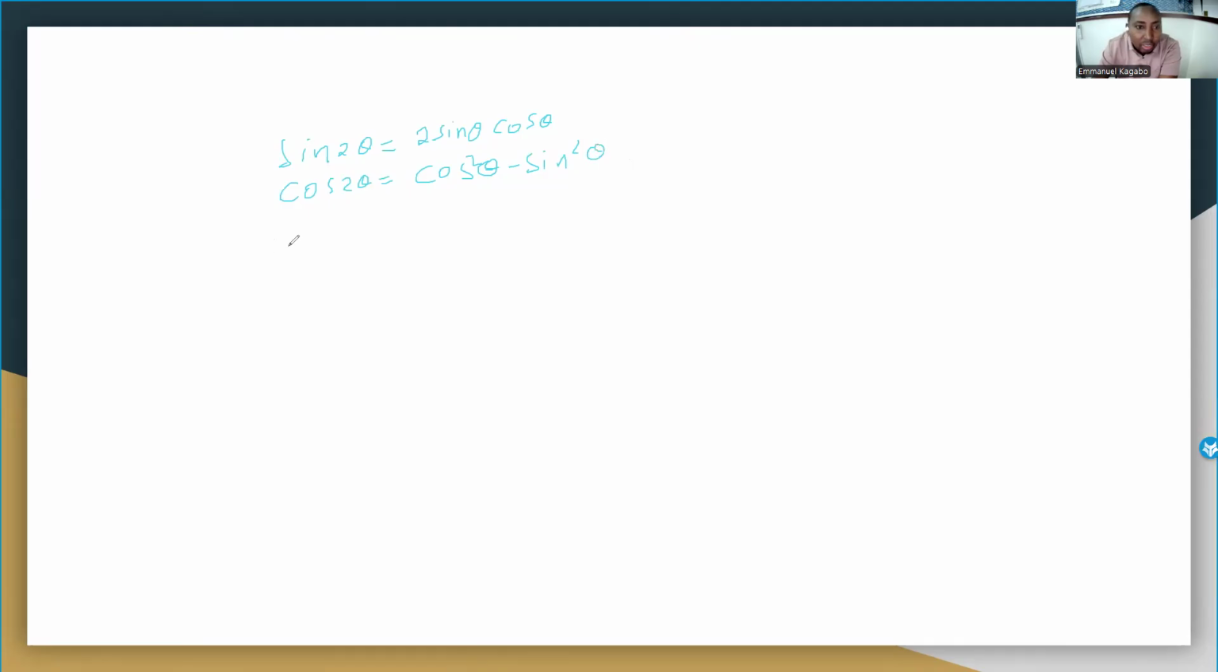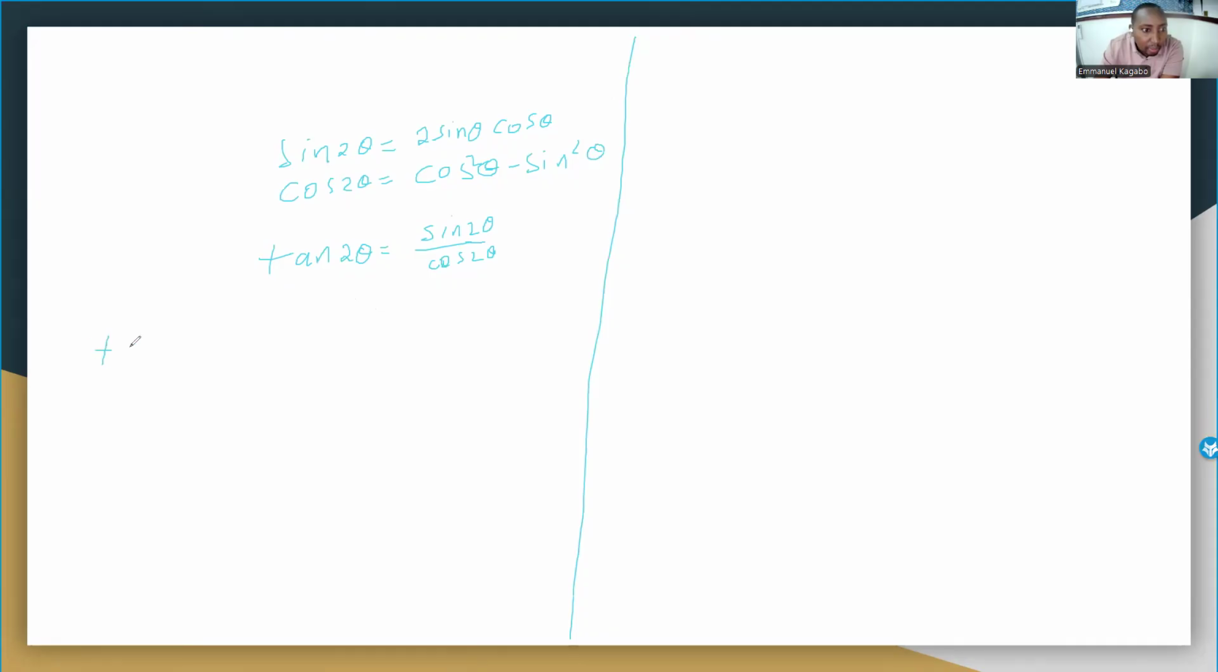Now, what about tan 2 theta? That's the one I want to get. Tan 2 theta. Okay, I can go with compound formula, but let me go with that. Normally, tan 2 theta will be equal to sine 2 theta over cos 2 theta, right? Because we know that tan theta is sine theta over cos theta, right? Okay, very good. Let us see what will happen.